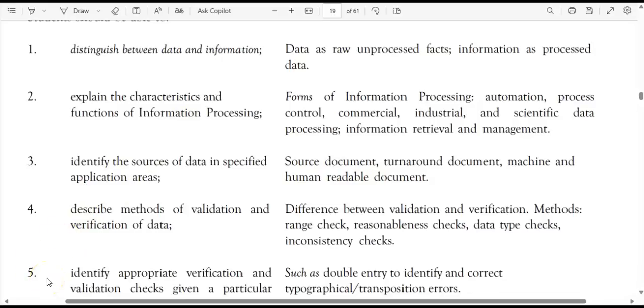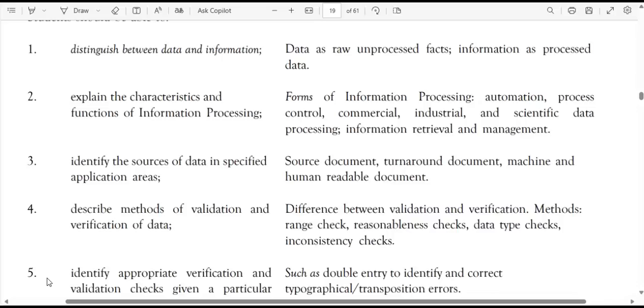Now we are going to look at sources of data in specific application areas, such as the source document. A source document is an original paper or electronic document where data is first recorded before processing. Example, in business, you have invoices or sales receipts that are used to record a sale. If you go to healthcare as a patient, you may be given a patient admission form. So it is an original paper or electronic document where data is first recorded before processing.